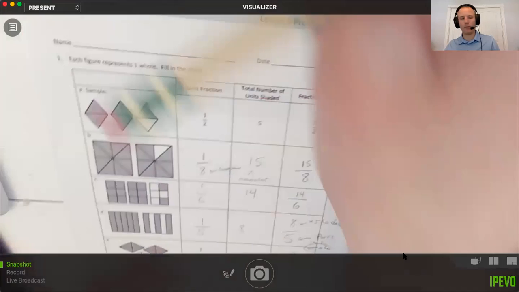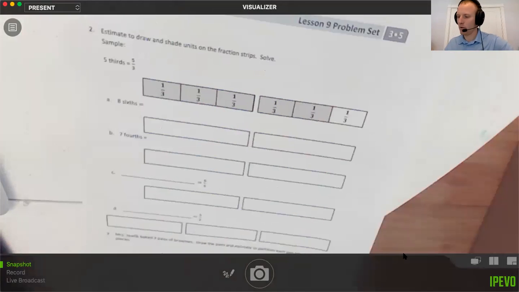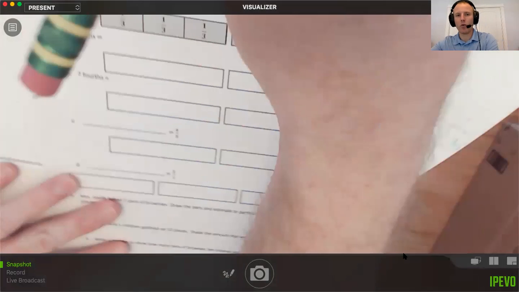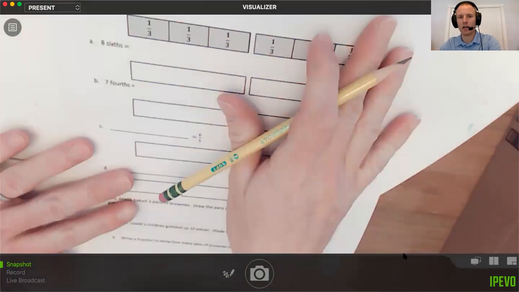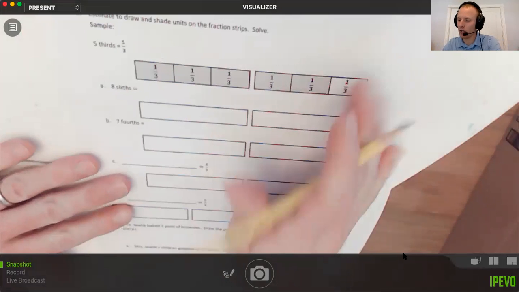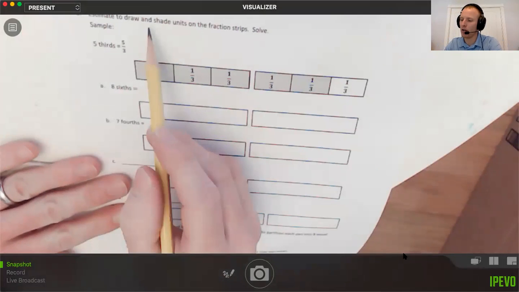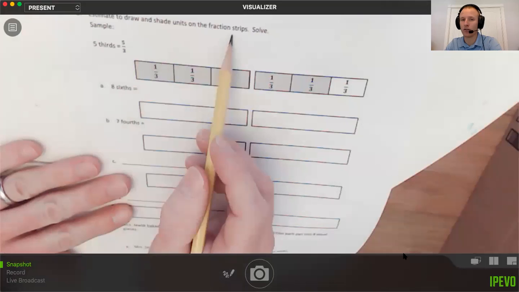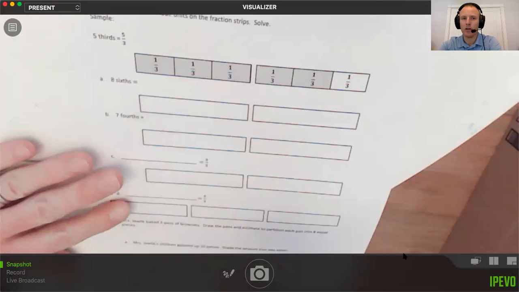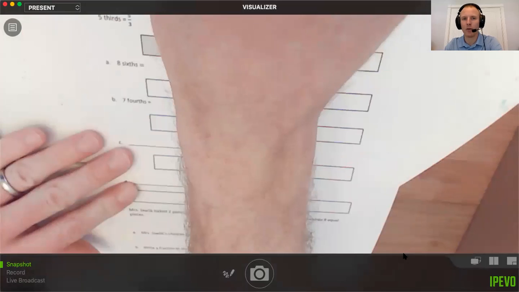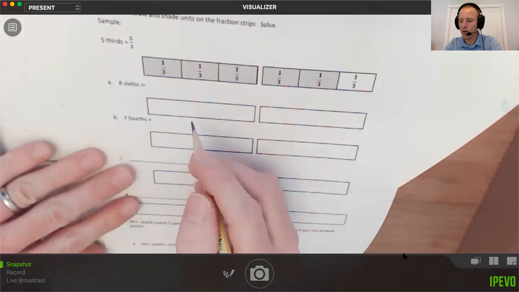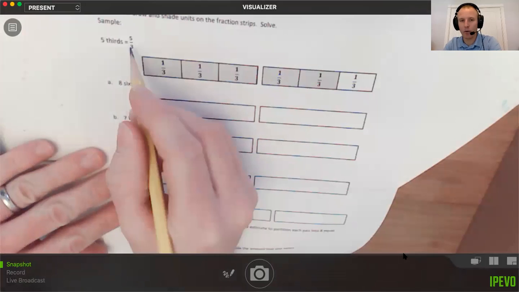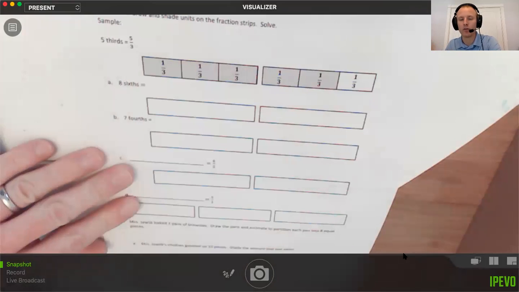All right, let's move on. So we saw one way to represent that. Let's look at another way. The directions here say estimate to draw and shade units on the fraction strips, and then solve. So the first one is done for us. Let's spend some time looking at that. It says 5/3, which they then wrote out in numeric form in numbers, 5/3.